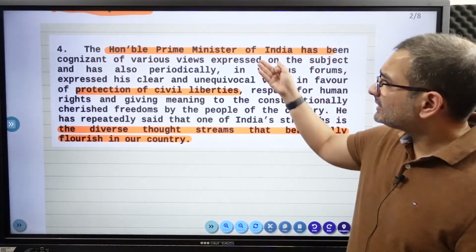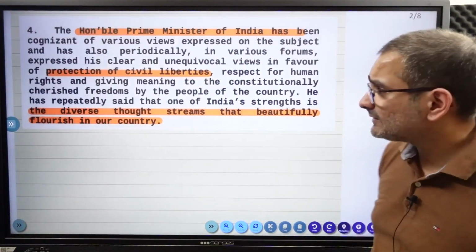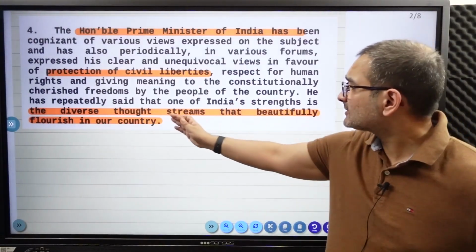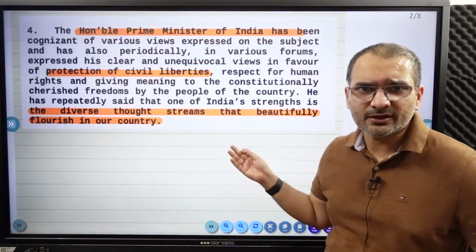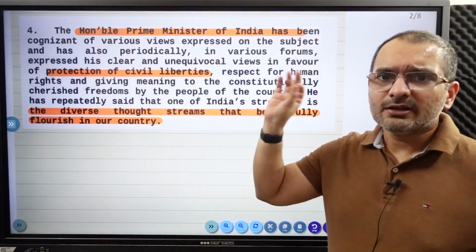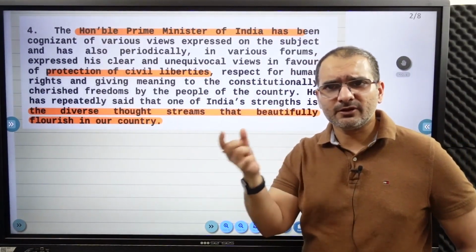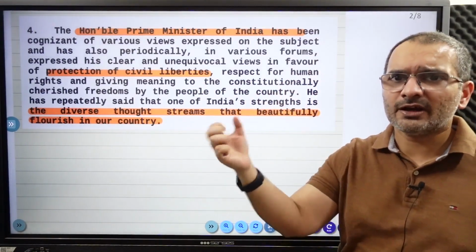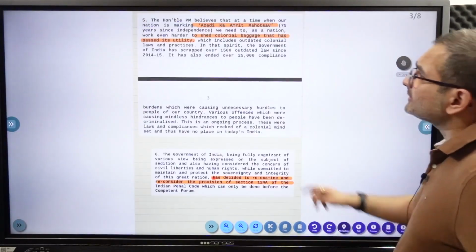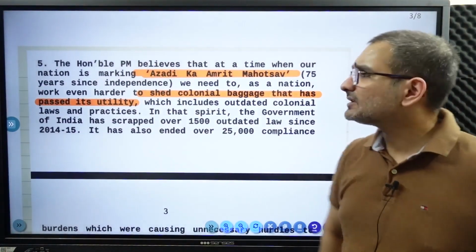All right. The affidavit states that the PM is in favor of protection of civil liberties, and he says that one of India's strengths is the diverse thought streams that beautifully flourish in our country. Expressly, that's a fundamental right under Part 3 of the Constitution, Article 19(1)(a), subject to reasonable restrictions as in 19(2), the word reasonable introduced by the First Amendment, 1951, and there were specific grounds inserted in that amendment. Homework for you if you're serious about clearing your prelims. So UPSC, LLM, judiciary aspirants, all these are MCQs that can be asked.